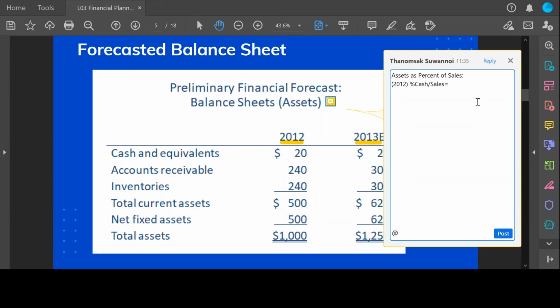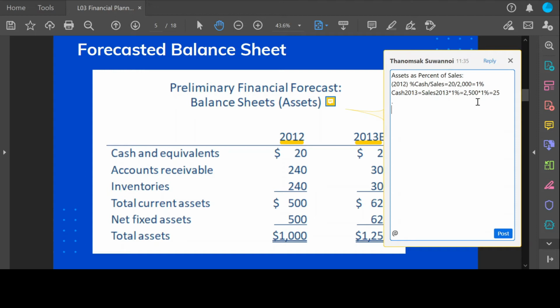In 2012, we calculate percent of cash to sales, which is 20 divided by sales in 2012. So it's equal to 1%. Then we can calculate cash in 2013 by using sales in 2013 as a starting point, multiplied by the percent of cash to sales, which is equal to 1%. So we will get cash account equal to $25.